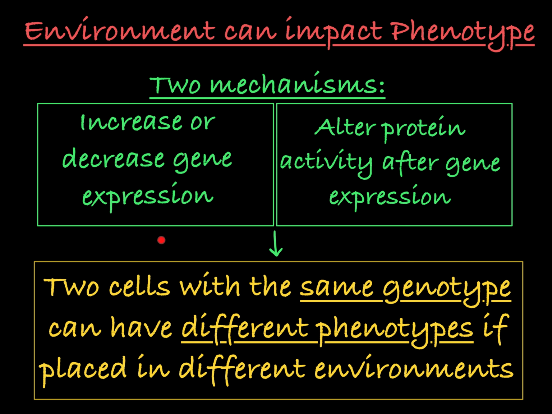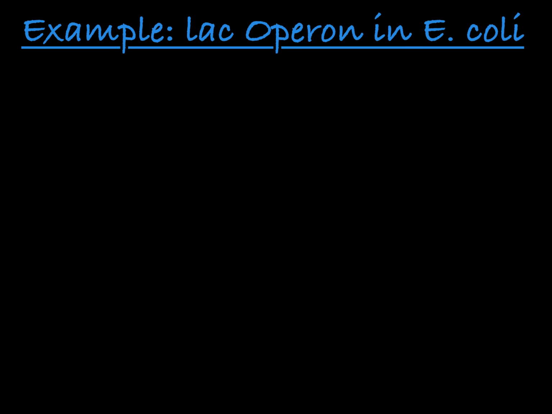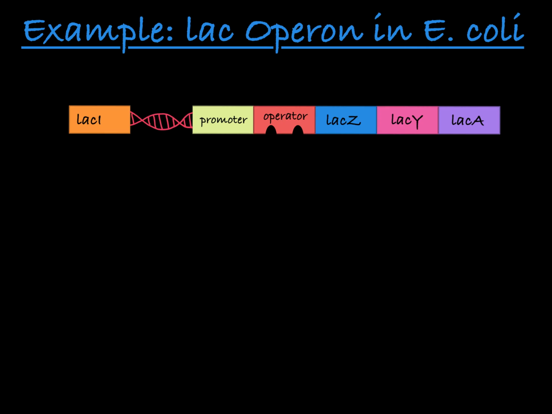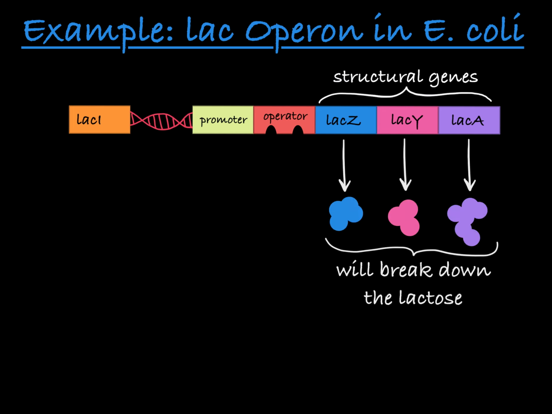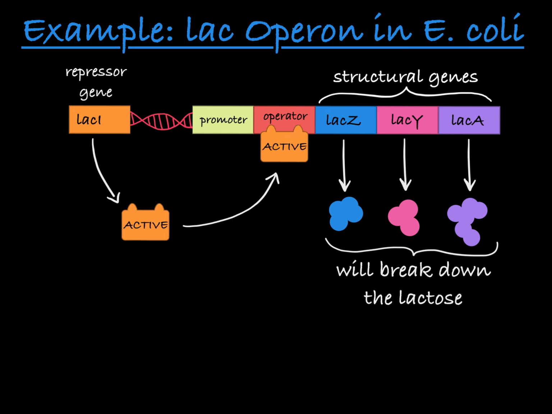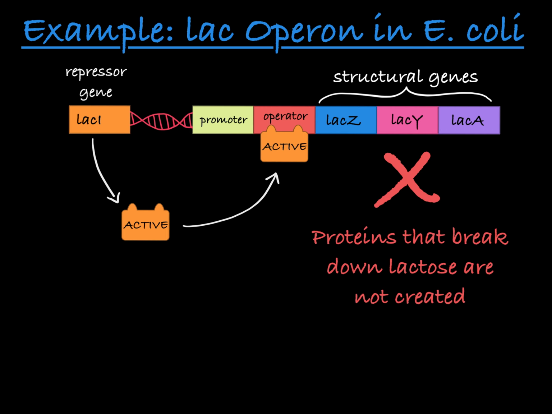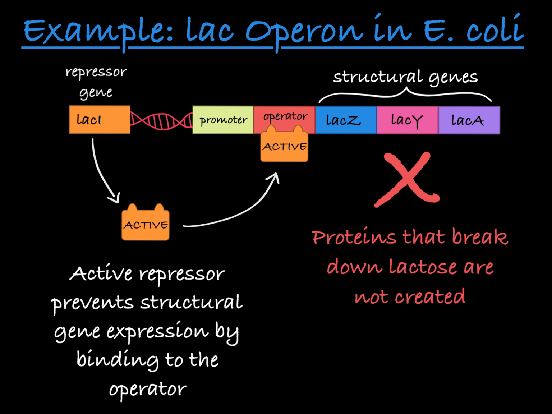Let's look at this scenario where an environmental factor can promote gene expression. An example of environment triggering gene expression is seen in the E. coli lac operon. This operon contains a group of structural genes that encodes proteins necessary to break down lactose. The E. coli genome also contains a gene that encodes a repressor that will bind to the operator of the operon, turning off the expression of the operon structural genes. When the repressor is created, it's in an active form, so it can bind to the operator of the operon and prevent the expression of the operon genes.